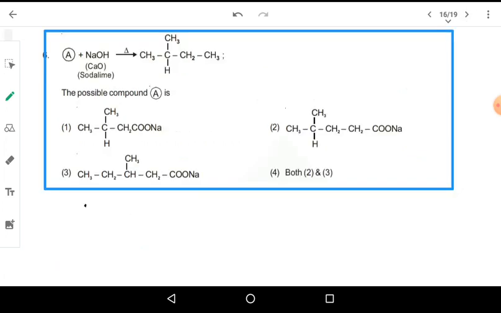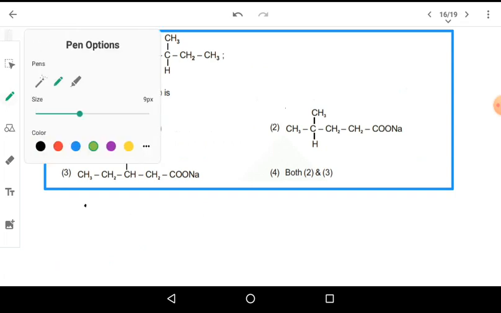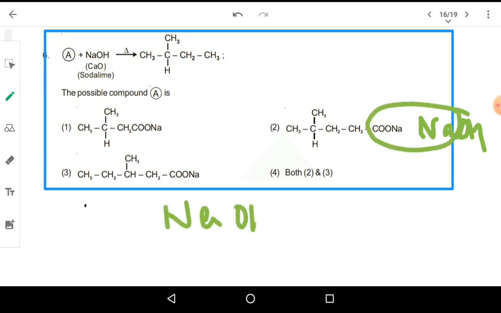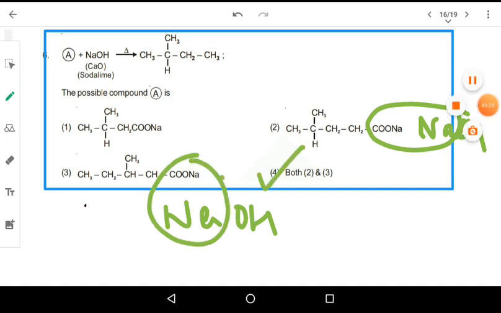So let us look at this particular question. What is it stating? We have to find what is the compound A. So this is basically decarboxylation. So we have to check by reacting it with NaOH. Near to every compound, we will write NaOH and we are going to remove Na2CO3. So we will get the desired product in these two cases. So the answer is option number 4.